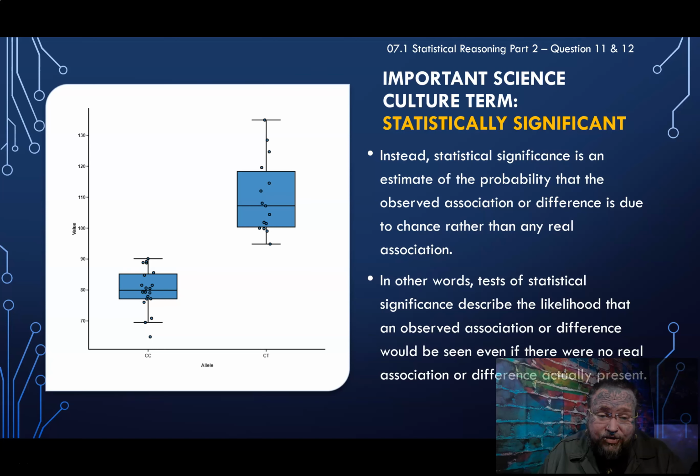Getting a definition in here: statistically significant is an estimate of the probability that the observed association or difference is due to chance rather than any real association. Remember, when we're talking about this association, we're talking about two variables, i.e., your independent and dependent, which tells you about your cause and your effect. Are they really associated in the actual data, or is it just by random chance?